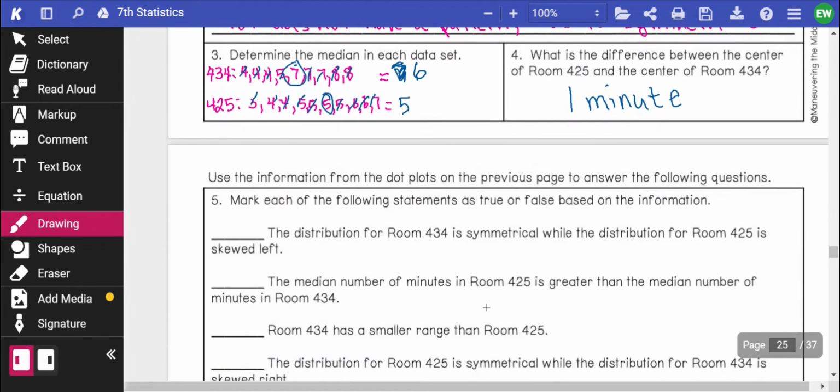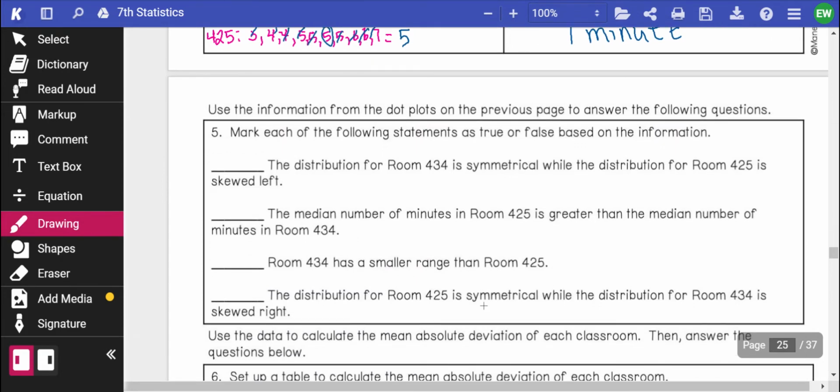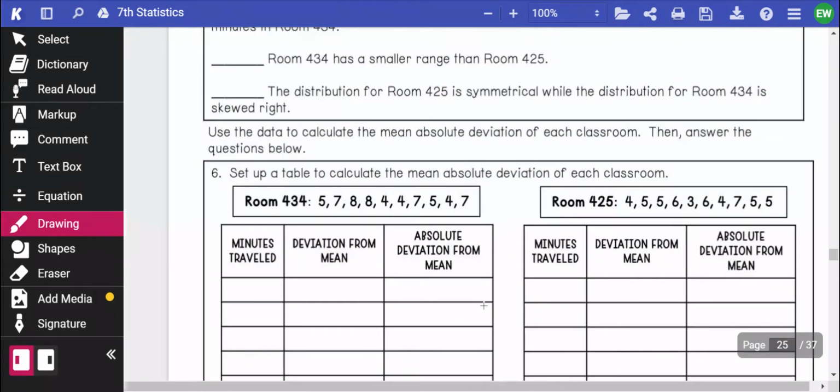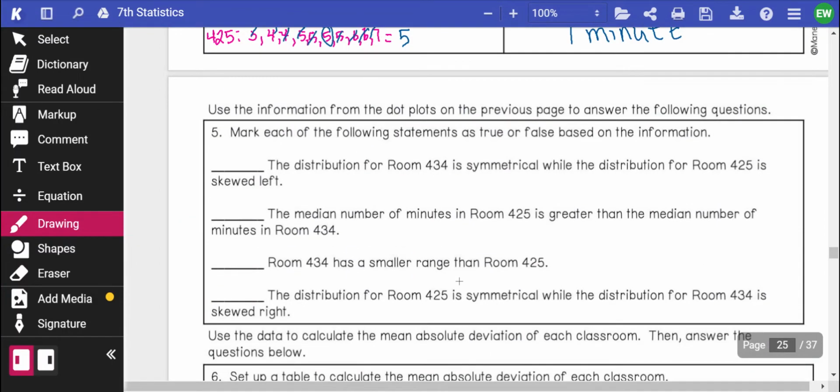All right, on the next page, we are going to continue using the dot plot here to answer these questions. We are looking at whether the distribution is symmetrical, or whether the distribution is skewed left. So we are going to mark these true or false using our notes and our understanding of what the data is.